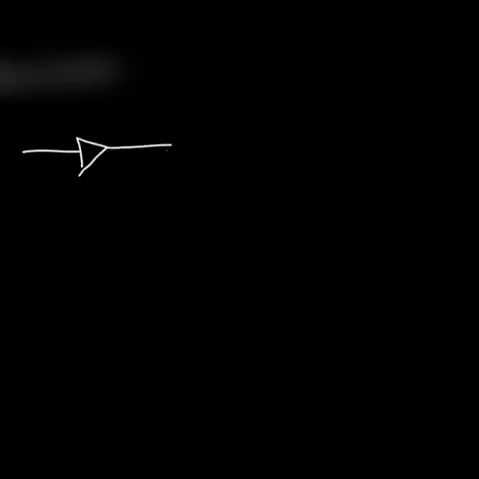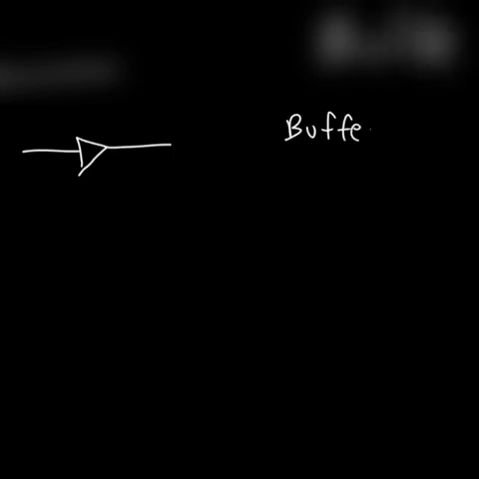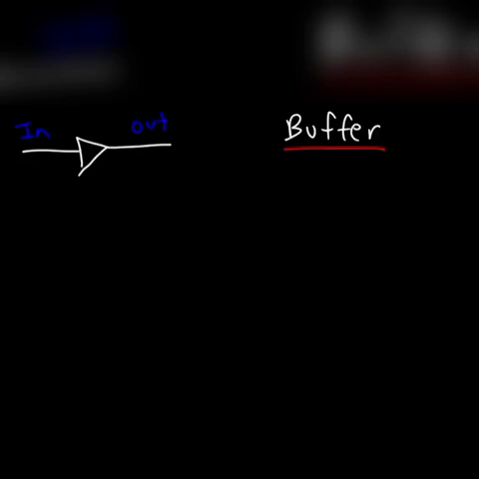Now, before we go over AND, OR, and NOT gates, let's talk about the buffer gate. So here is the symbol of the buffer gate. It basically looks like a triangle pointing towards the right. On the left, we have the input. On the right, we have the output. So we're going to call the input A. The output will also be the same.